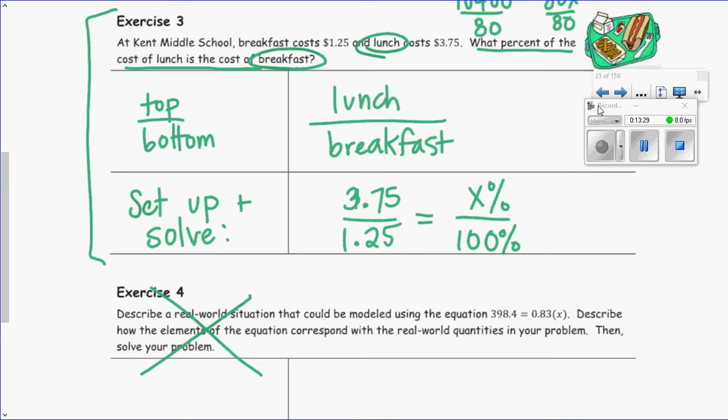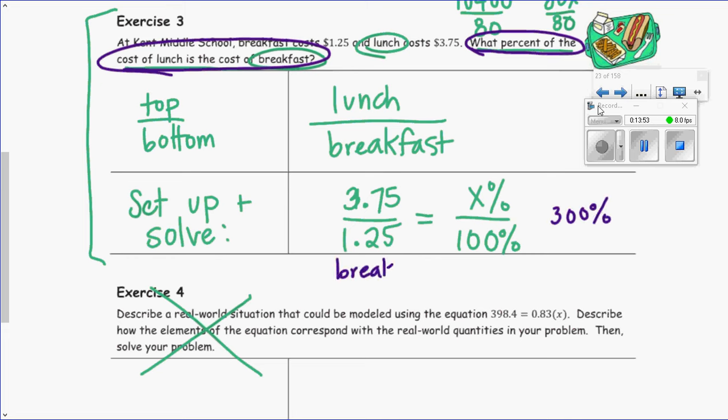And I feel terrible because I think I actually misread this one. What percent of the lunch is the cost of breakfast? They gave this one out of order. So if you were to solve that one, that's fine. Go ahead and solve that. I had it right in my book. Sorry, guys. If you had that, it's 300%. So I am really sorry. Go ahead and do breakfast over lunch.